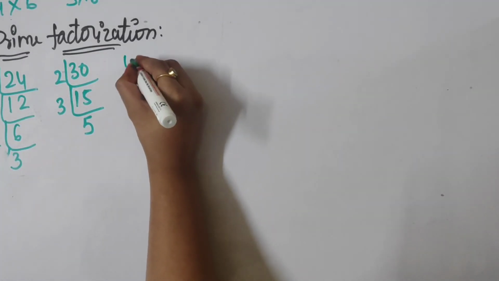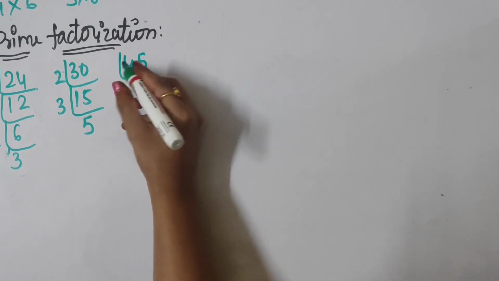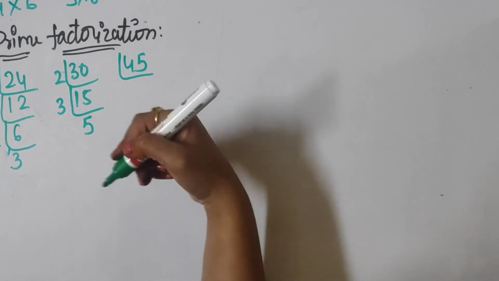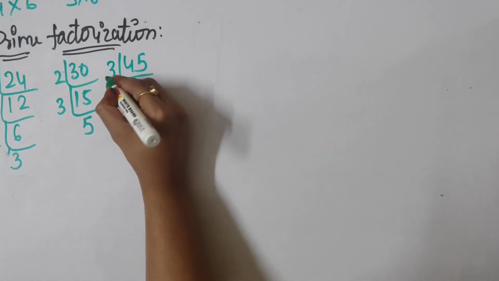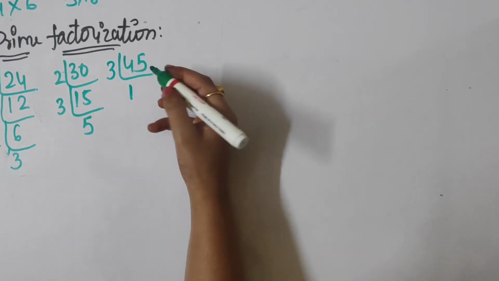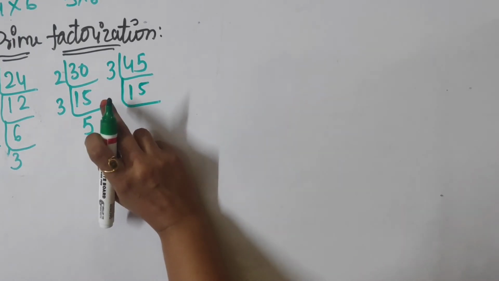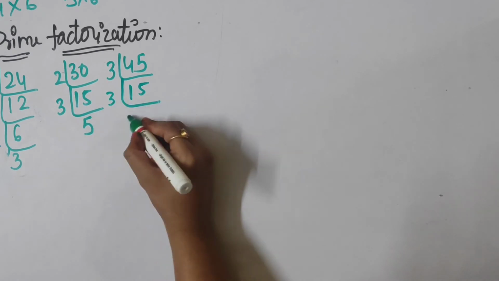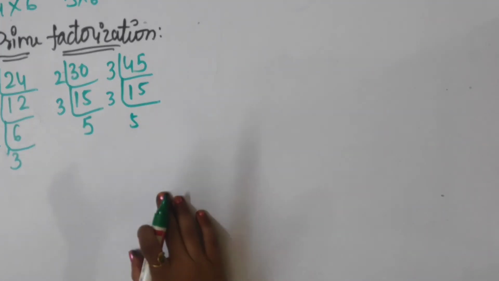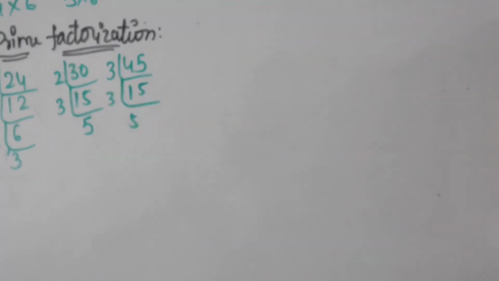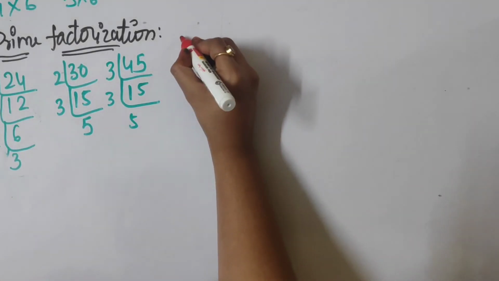And the next number, which is 45. 45 is not divisible by 2, so we should go for the next prime number, which is 3. 3 15s are 45. Again we should go for 3. 3 5s are 15. So these are the prime factors for these numbers. There is a difference between factors and prime factors. So now we need to write all these prime factors here.